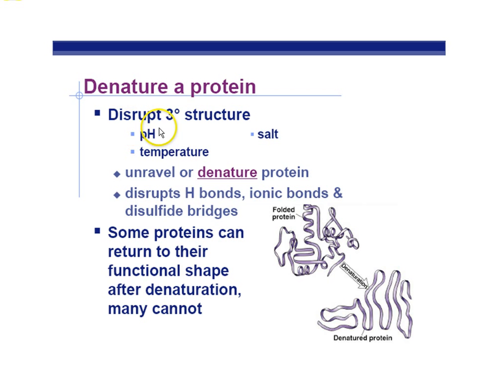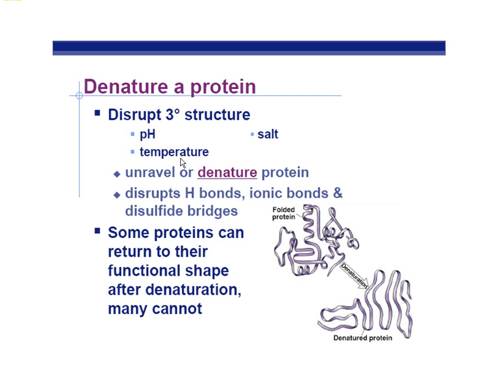pH, hydrogen ions and hydroxide ions can affect the ionic bonds as well as other bonds within the protein and disrupt its 3-dimensional shape. Salt, positive charges from sodium or negative charges from chlorine or other salts can disrupt ionic bonding and other charges within the protein and misfold it.